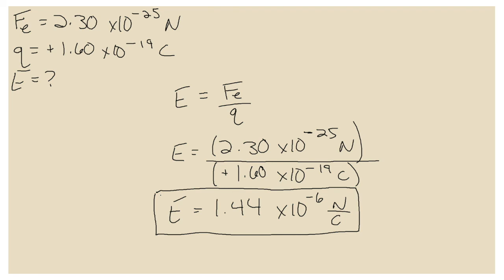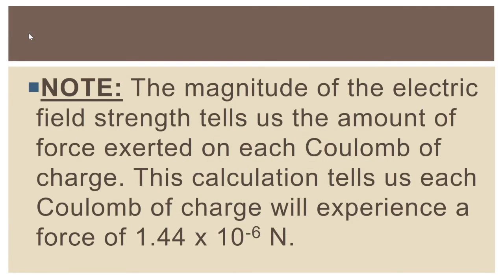So, of course, we should ask a basic question here. And that question is, what does that number actually mean? We can determine what that number means based on the definition of electric field strength. The electric field strength, as we said, is defined as the amount of force exerted by the field per unit of charge. So that tells us the magnitude of the field strength: the amount of force exerted on each coulomb of charge is 1.44 times 10 to the negative 6 newtons. Take a second to pause this video here and write that down. And when you hit play, we'll move on.